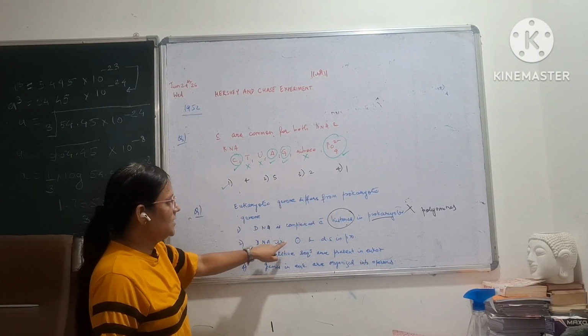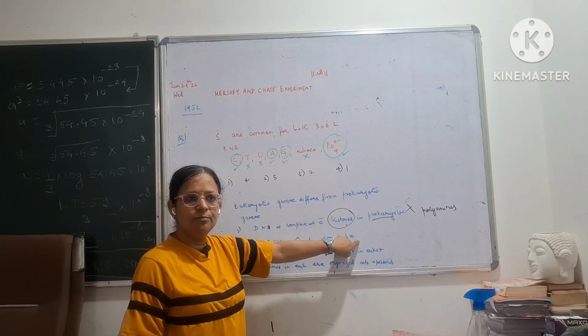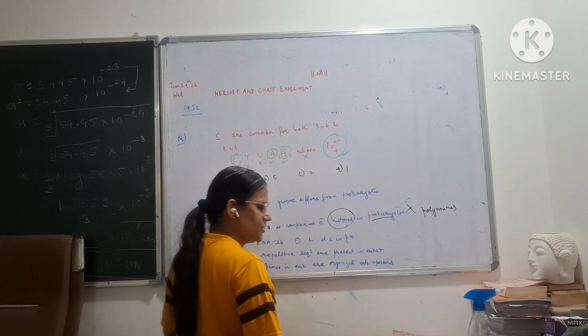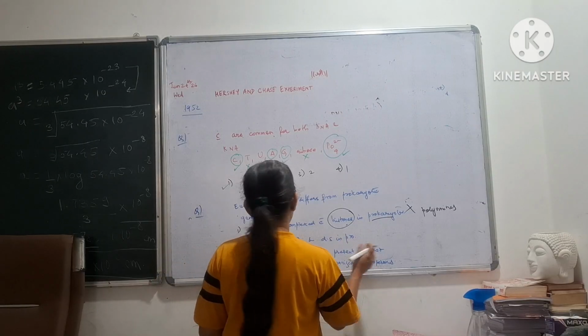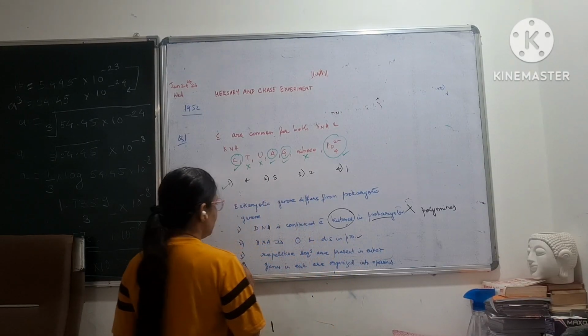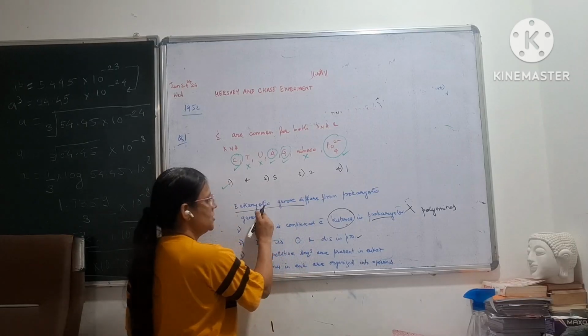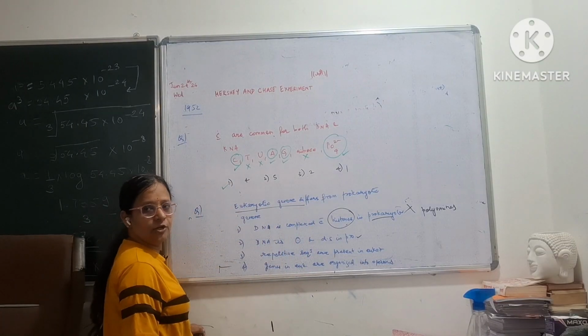Second, DNA is circular and double-stranded in prokaryotes. Okay? So DNA is circular and it is double-stranded in prokaryotes. This is true. But what we have to find out is how the eukaryotic genome is different from the prokaryotic genome.